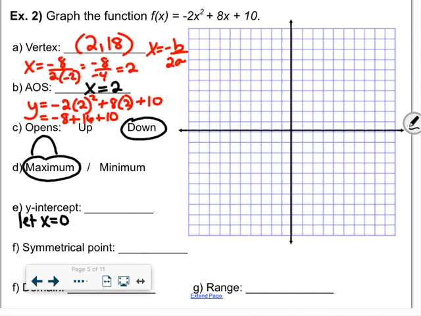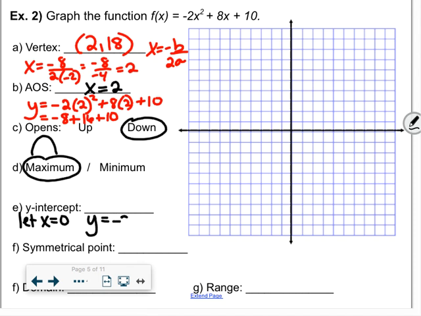X is 0. Yeah? Why does it open down if it's positive? It's negative. The a value is negative. It's not because of the x value that I got. That's just giving me the coordinate of the vertex. X equals negative b over 2a is the x coordinate of the vertex. When we're doing up and down, you're looking at the a value. That's what's in front of x squared. Good question.